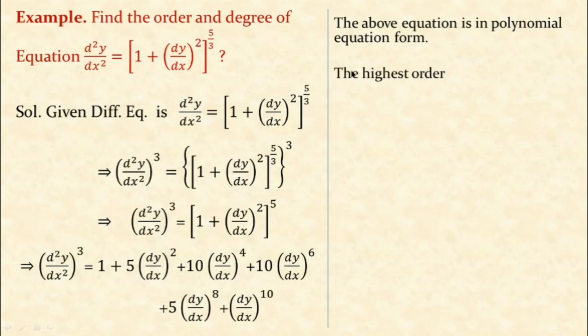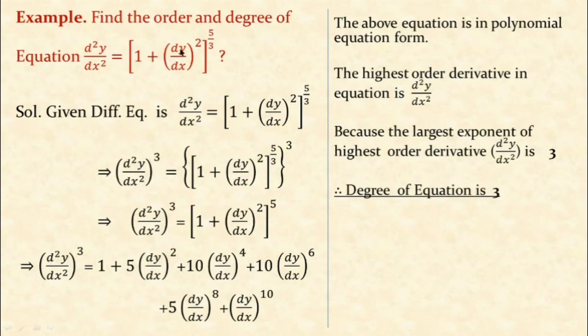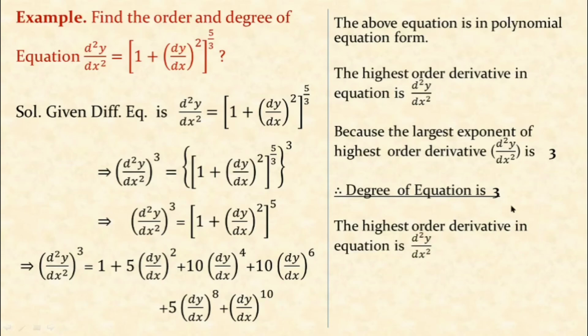So in this polynomial form, which is the highest order derivative? This d²y/dx² is the highest order derivative. So what is the degree of the equation? The largest exponent of this highest order derivative. The largest exponent for this highest order derivative is 3 here. So the degree of the equation is 3. Now we go to order. What is the order? Order means the order of the highest order derivative. Which is the highest order derivative? This is the highest order. What is the order of this derivative? 2. So the differential equation is of order 2. So the equation is a second order, third degree differential equation.